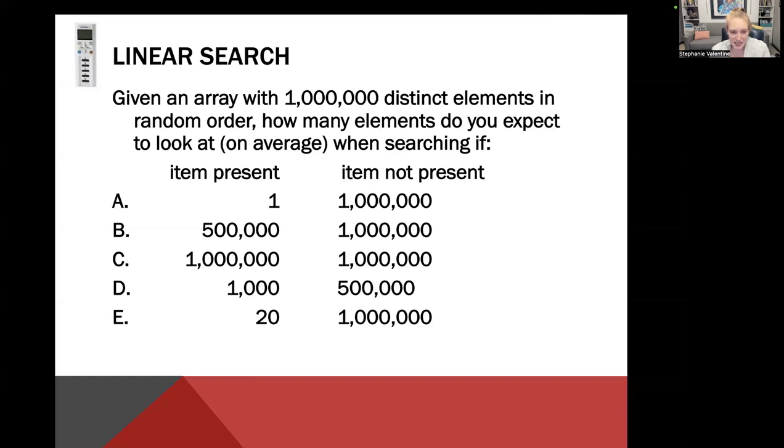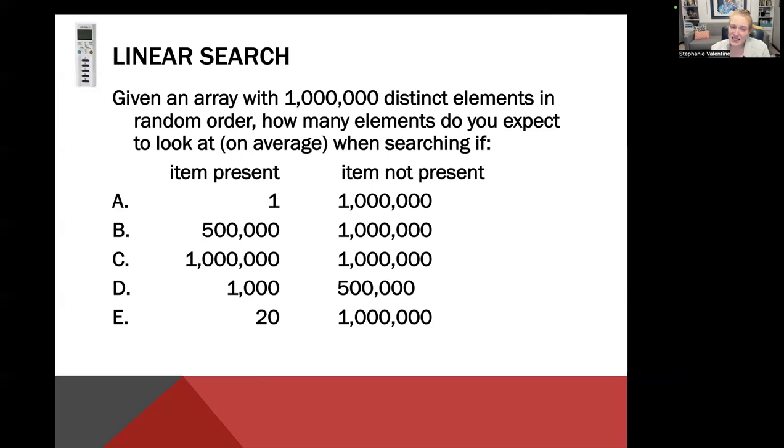Let's look at D. We'd have to look through about 1,000 given a million distinct elements. That doesn't seem right either because we would be assuming that it's going to show up in the first 1,000 of 1 million. And I'm just not really buying that right now.